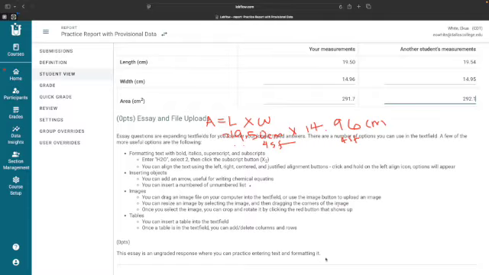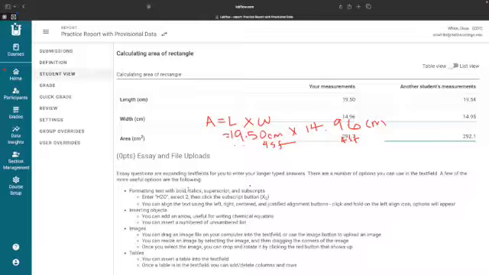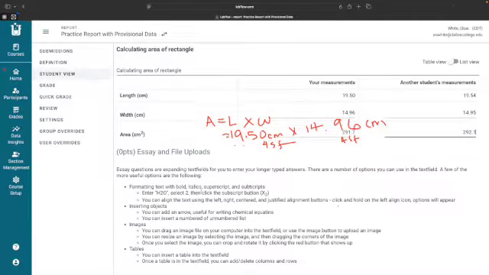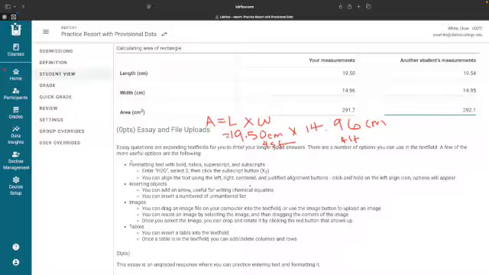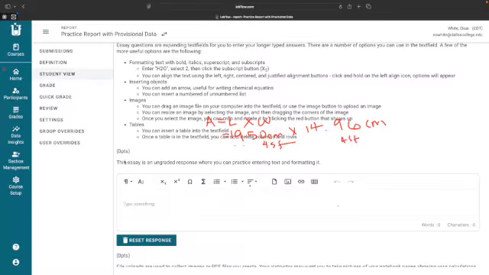This one here is an essay. Essay questions are expanding text fields for you to enter your longer typed answers. There are a number of options you can use in this text field. A few of the more useful options are the following. Okay, so you can actually format text like entering formulas like water. You can insert objects, you can insert images or tables and all that stuff. So here it says this essay is an ungraded response where you can practice entering text and formatting it.